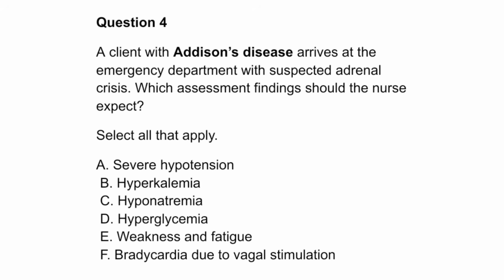Question 4. A client with Addison's disease arrives at the emergency department with suspected adrenal crisis. Which assessment findings should the nurse expect? Select all that apply. A. Severe hypotension. B. Hyperkalemia. C. Hyponatremia. D. Hyperglycemia. E. Weakness and fatigue. F. Bradycardia due to vagal stimulation.